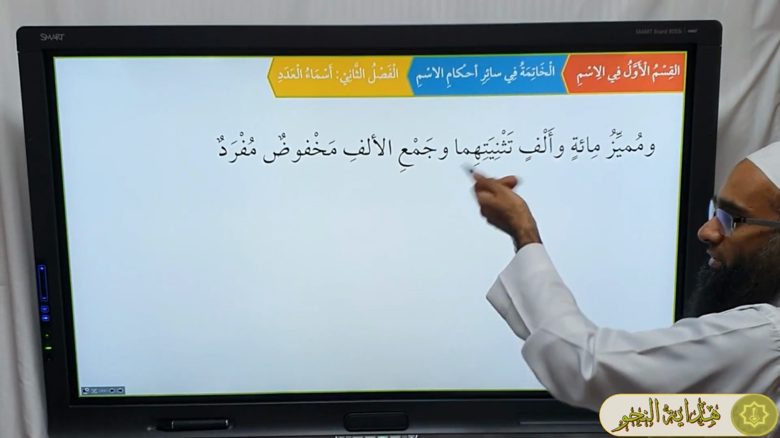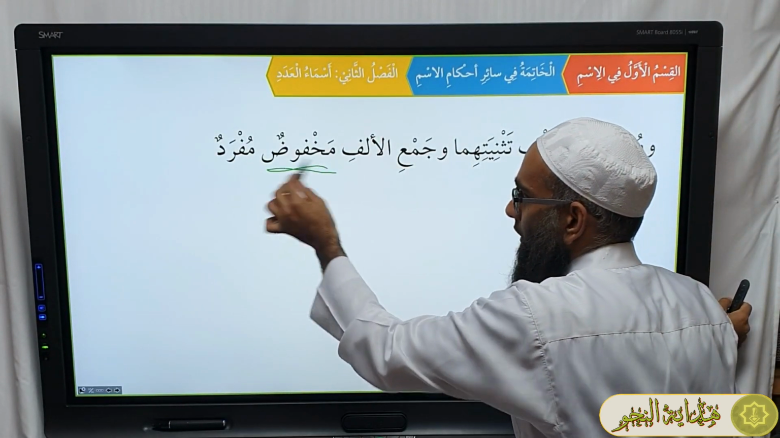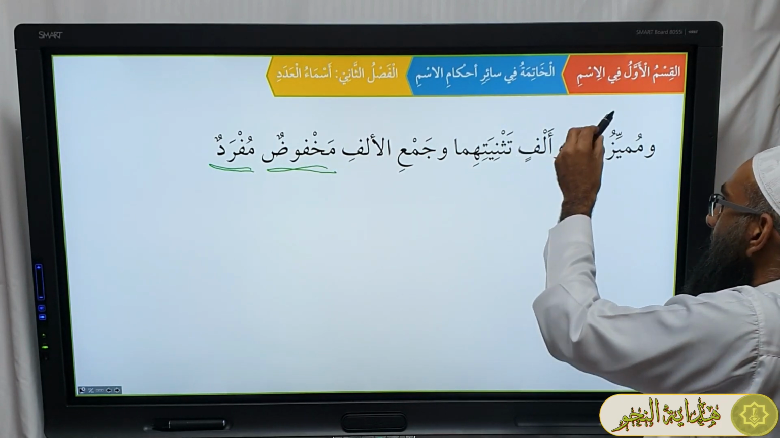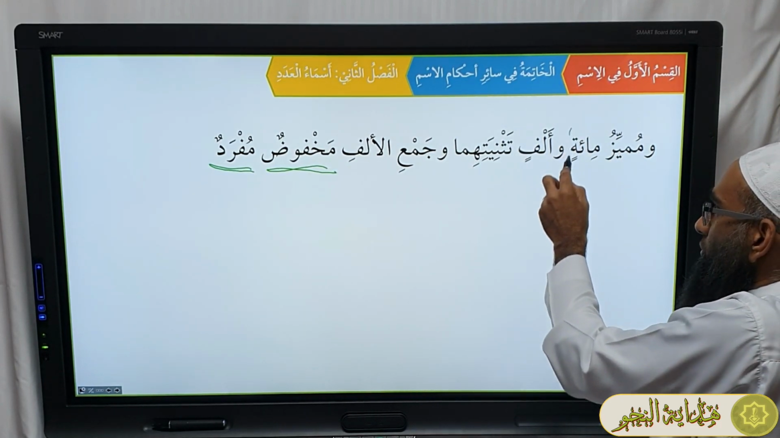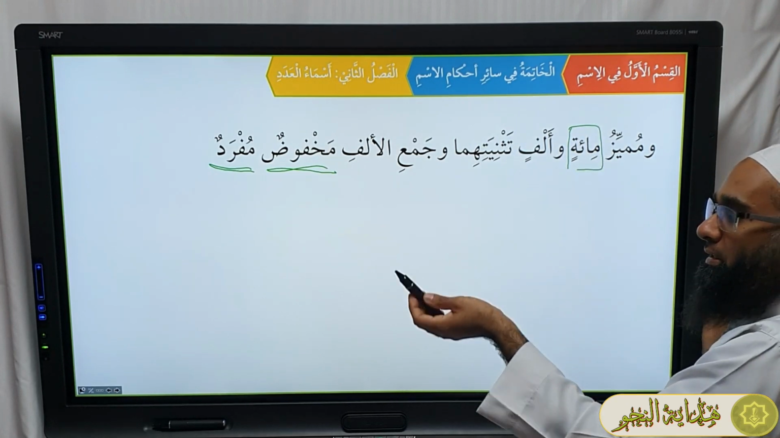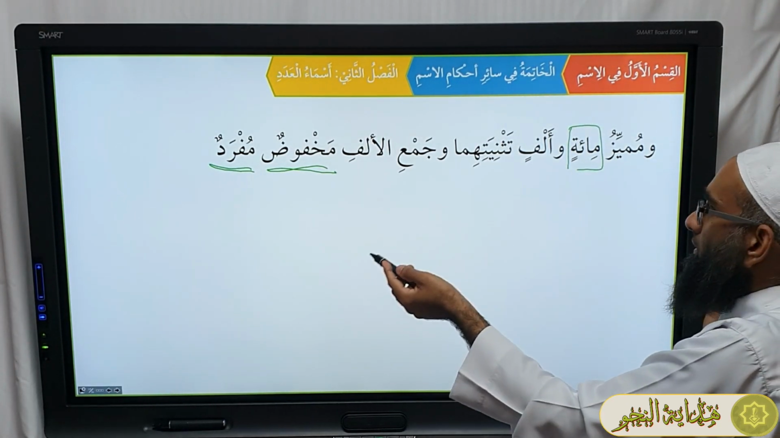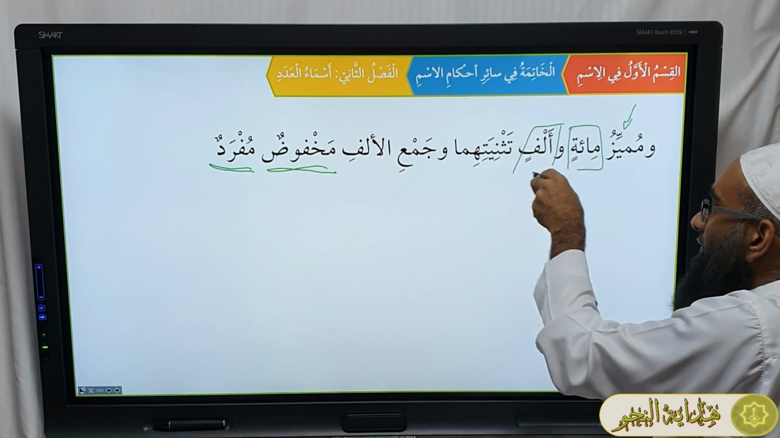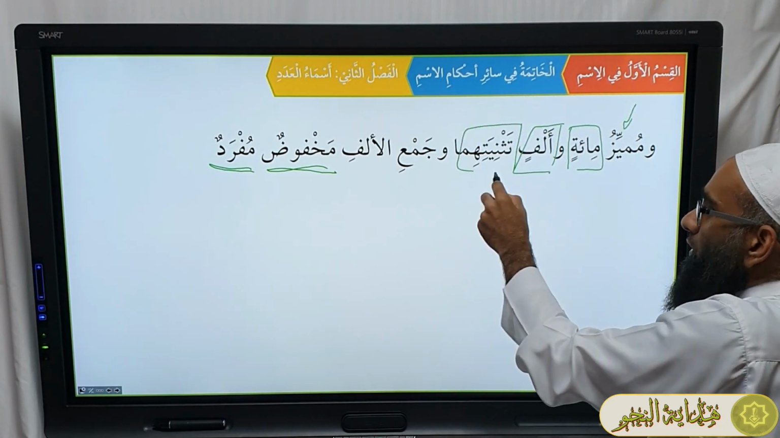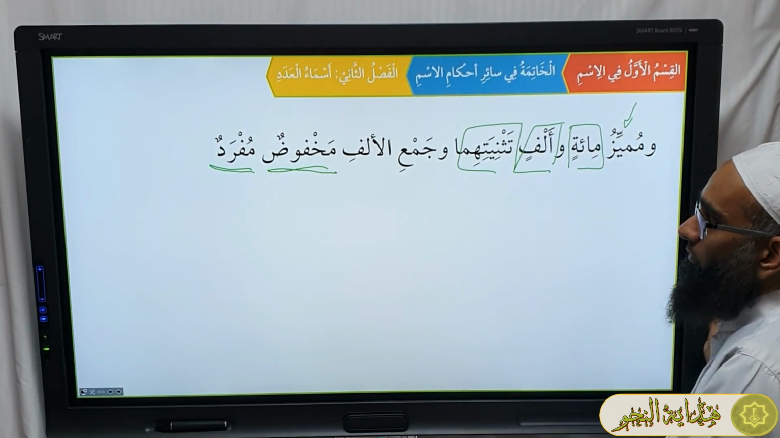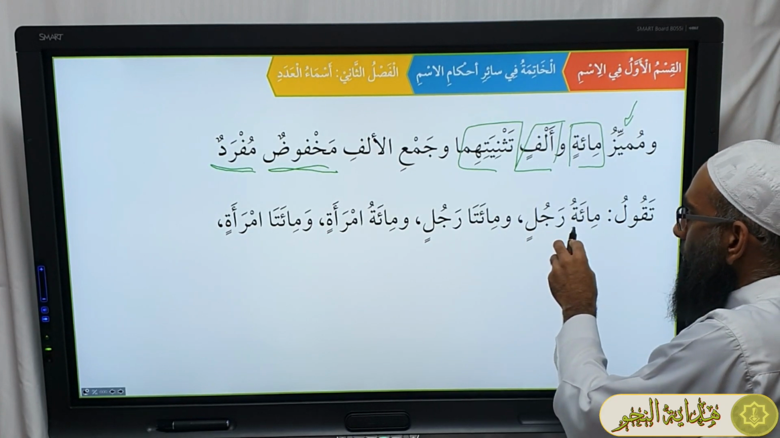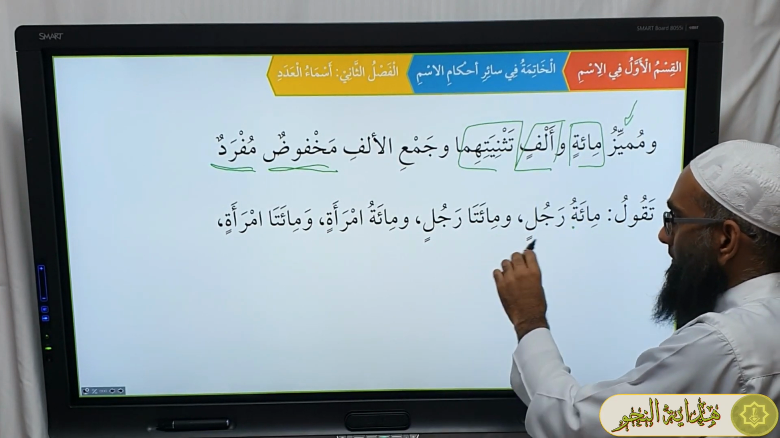وَمُمَيِّزُ مِئَةٍ وَأَلْفٍ. This is the bottom burger. What's it going to be? مضاف إليه. No sesame seed. So mufrad. So مُمَيِّزُ مِئَةٍ وَأَلْفٍ: the thing counted that comes after mi'ah and after alf, and its dual and its plural, will be what? Majrur and mufrad. For example, mi'atu rajulin, mudaf ilayh, but singular.